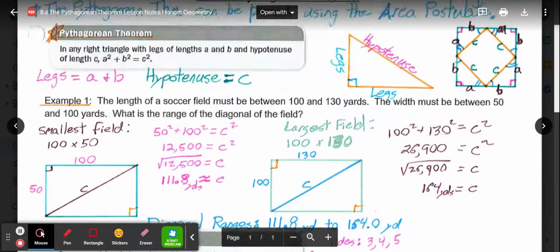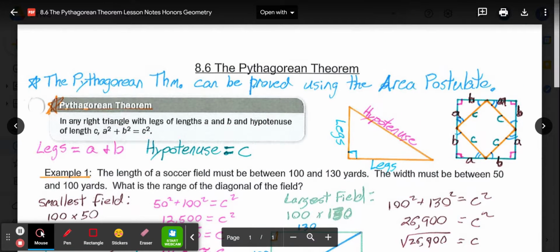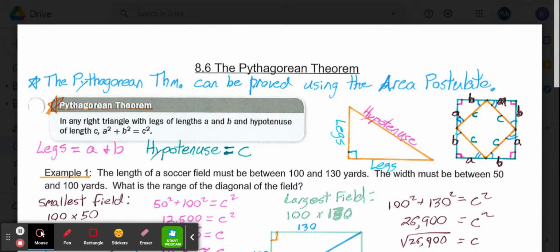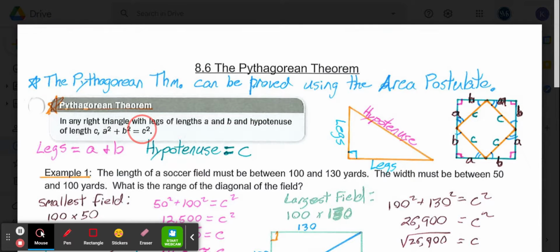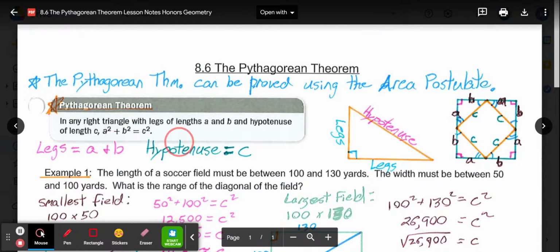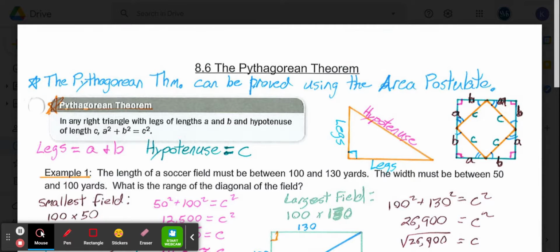So going back to the real basics, we need to keep in mind the Pythagorean theorem comes from that area postulate related to the area of rectangles and squares. And then the idea that the Pythagorean theorem is a squared plus b squared equals c squared, where a and b are the legs and c is always the hypotenuse.